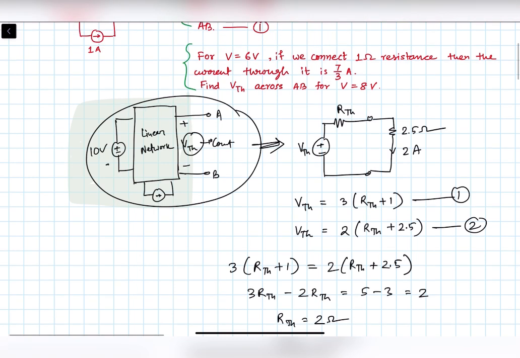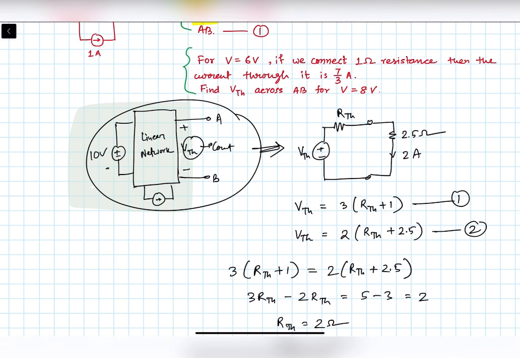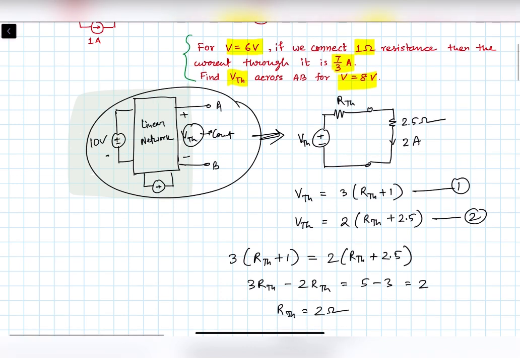Now coming to the second part of the question, it's given that if we change the voltage source to 6 volt, then we connect 1 ohm resistance, then the current becomes 7/3 amps. Then we have to find the VTH for V equal to 8 volt. Since this is a linear network, we will get some linear equation using the voltage and current value.